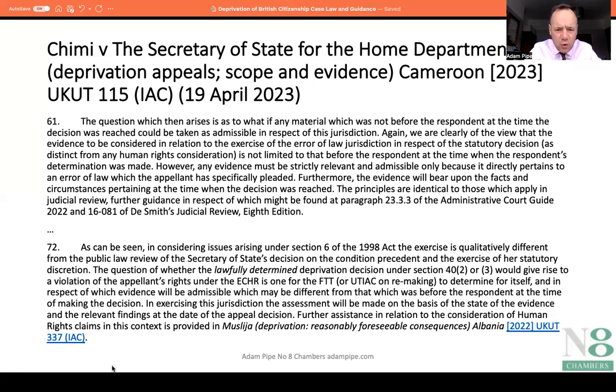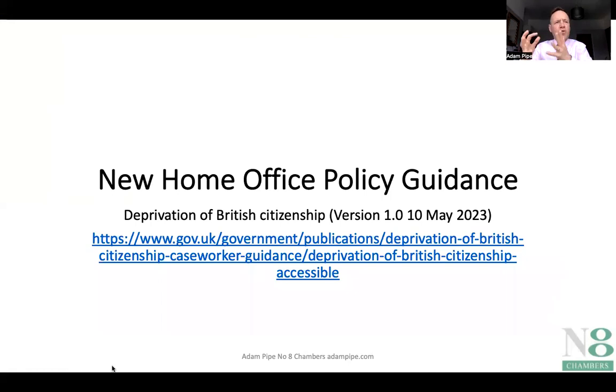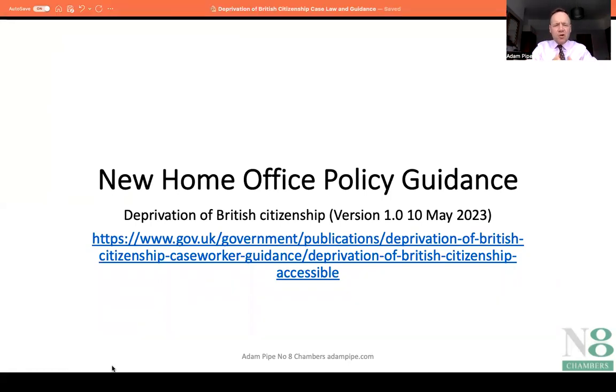The question of whether the lawfully determined deprivation decision under Section 42 or 43 would give rise to a violation of the appellant's rights under the ECHR is one for the FTT or the UT to determine for itself, and in respect of which evidence will be admissible which may be different from that which was before the respondent at the time of the making of the decision. And the relevant time there is the date of the appeal decision, and they refer to the Upper Tribunal case of Ms Leger from 2022. So that's the correct approach to appeals as currently set out by the Upper Tribunal.